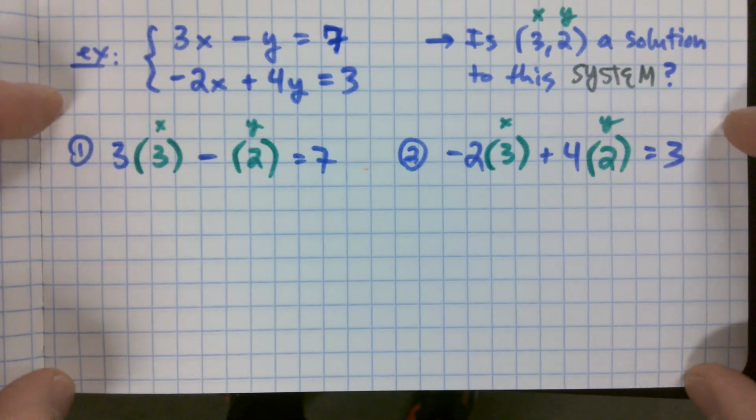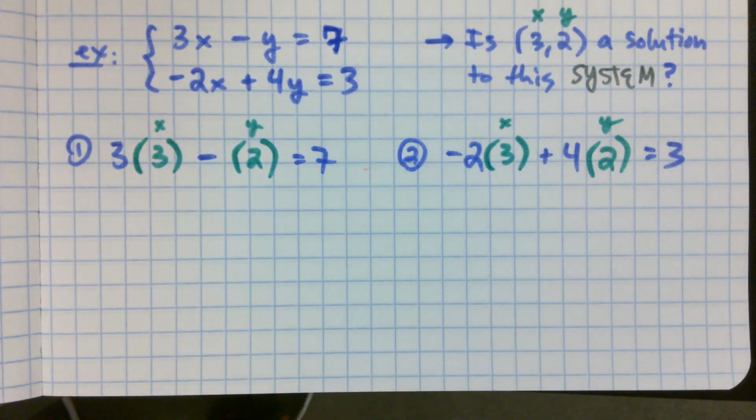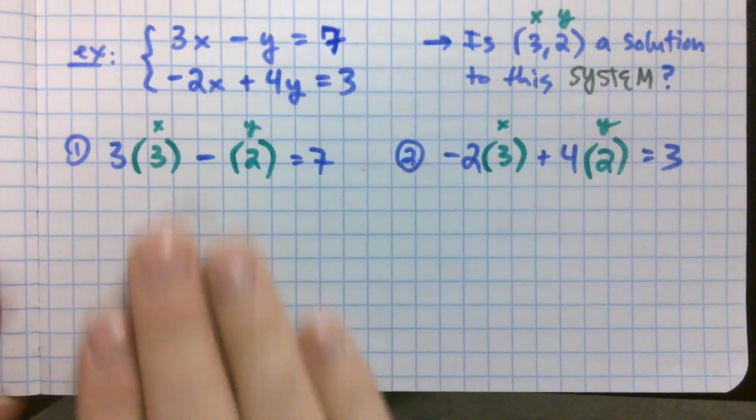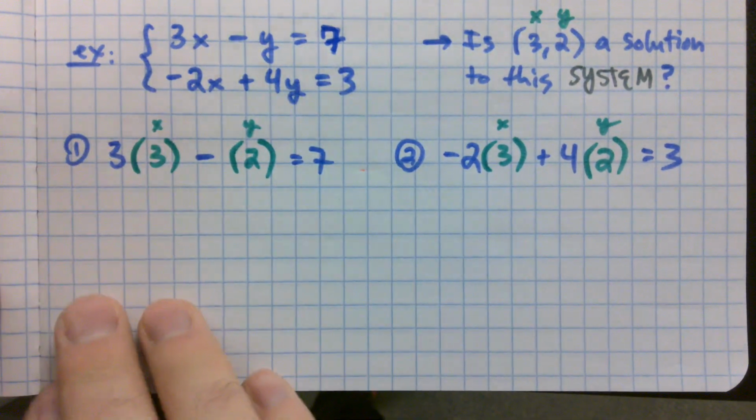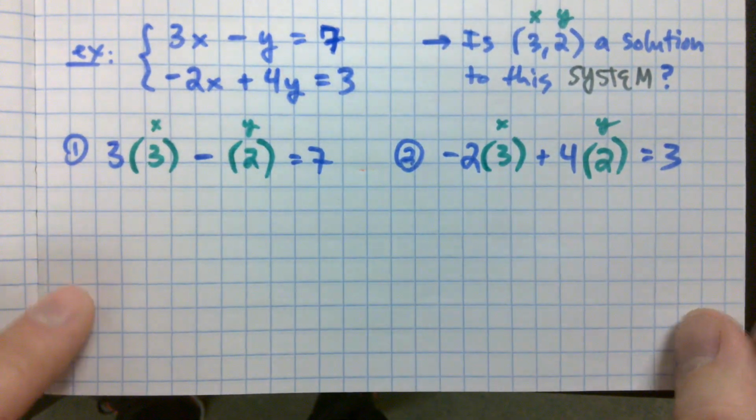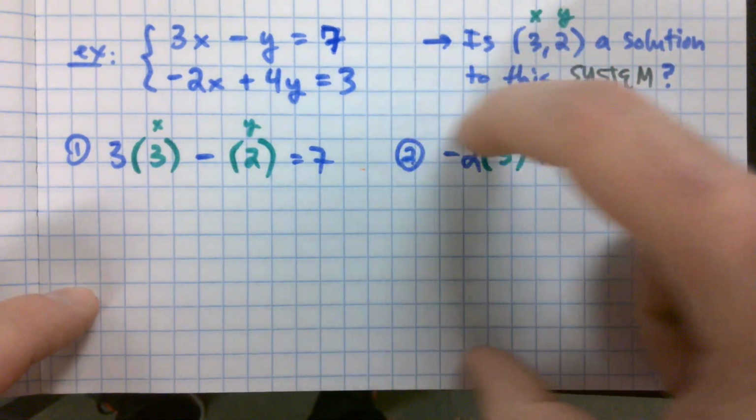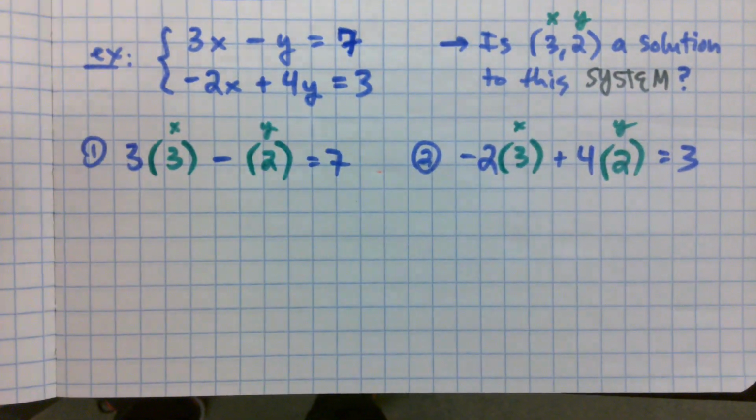Real quick, anyone that worked through this, give me a thumbs up if this is a solution. Give me a thumbs down if this is not a solution to the system. I see 1 up, 3 down, 4 down, 5, 6, 7 down. Okay, good. If you stopped after the first one, you probably said yes, this is the solution to the system. But once you worked through the second equation, things might have changed.